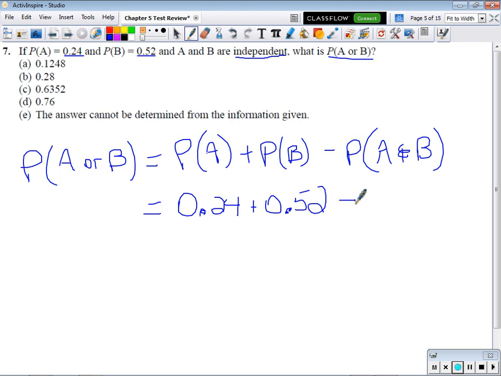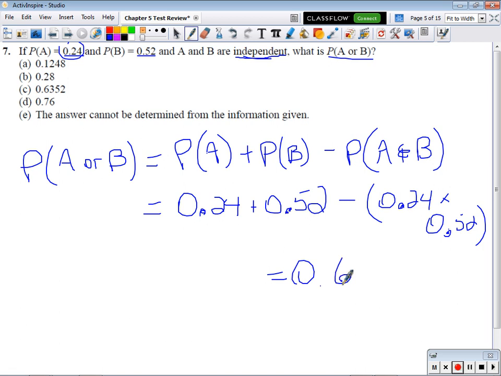Well, if the events are independent, then the probability of A and B is simply just to multiply the probability of A times the probability of B. So this would be minus 0.24 times 0.52, and when you do that, you get a value that's roughly 0.6352, which makes the answer for this C. So that was the answer for number 7.